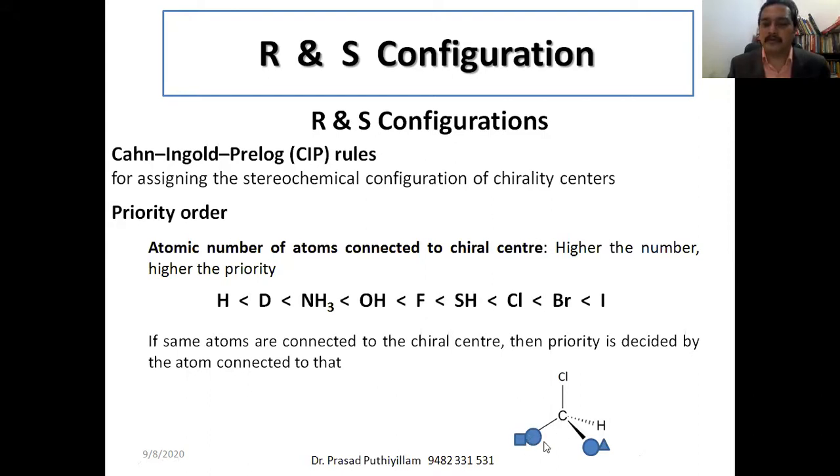Now if these two, the blue circles represented there, are the same, but the next atom connected to that circle is a square here and a triangle here, we have to consider the next atom connected to that. Then we have to give the priority order. We have to add up the atomic numbers, then give the priority order.